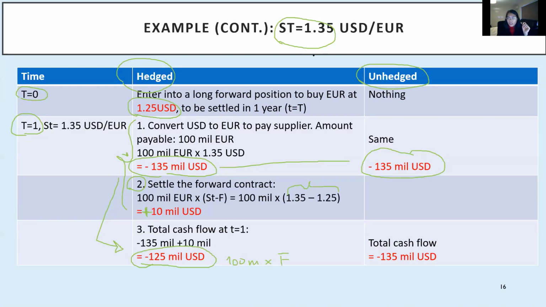So in the second case, when the future spot rate is higher than the forward rate, I'm actually better off relative to an unhedged position because I pay a little bit less.